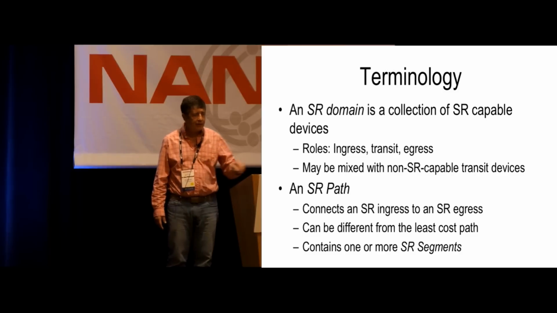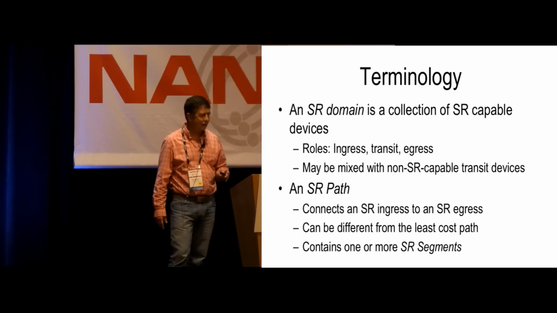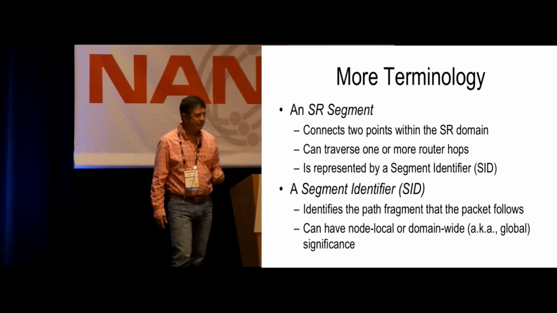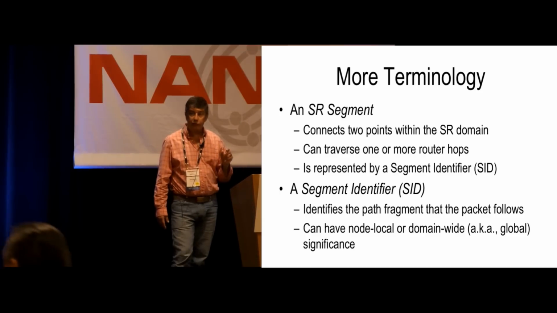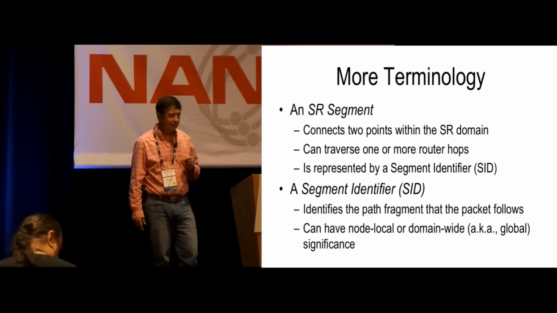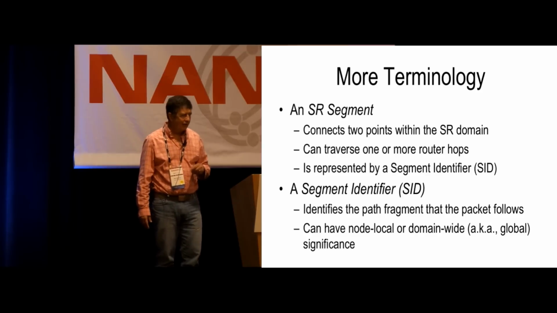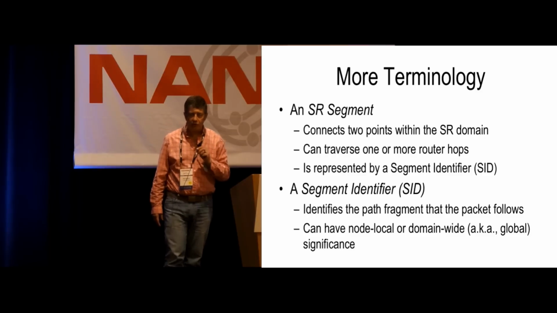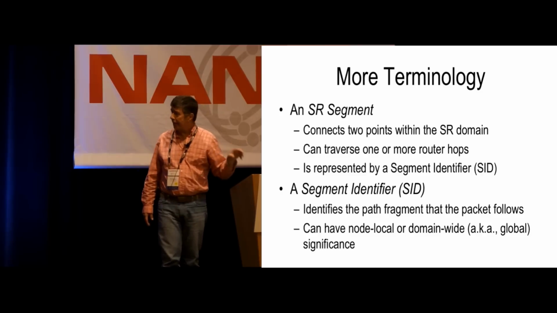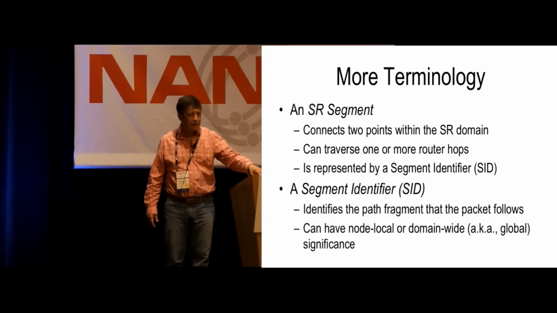And the path contains segments. Segments are what makes this different. A segment connects 2 points within the SR domain. It can traverse one or more hops, and it's represented by a segment identifier, or an SID. An SID identifies a subpath, and it can either have node local significance or domain-wide significance. Now, I'm sure that bullet means almost nothing to you now. It'll mean a lot by the end of the presentation.